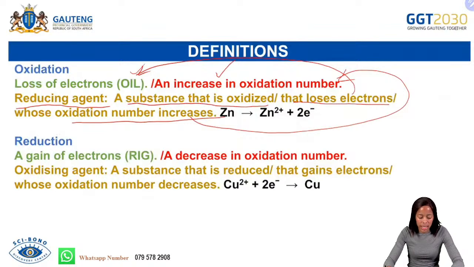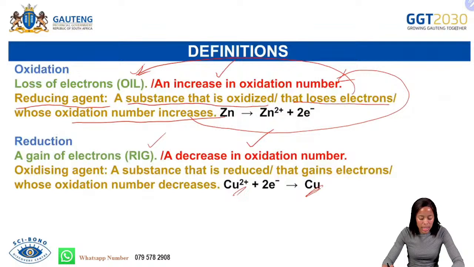Now reduction again, it says a gain of electrons. And then reduction can also be defined as a decrease in oxidation number. We spoke about that. We said we are moving from 2 plus to 0, so therefore it's a decrease in oxidation number.